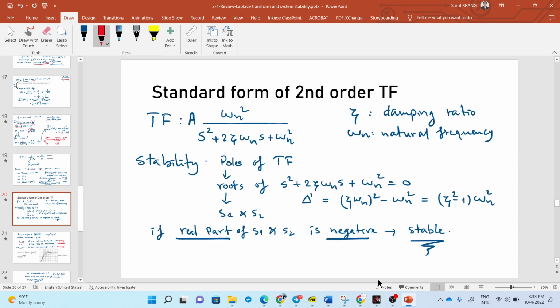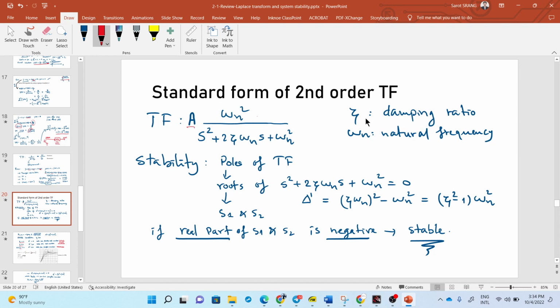The next point is the standard form of a transfer function for second order. Any second order system, we can rewrite the transfer function in this form. We have the amplitude, the natural frequency omega n squared on the numerator, and this polynomial in the denominator. Zeta is called the damping ratio, and omega n is called the natural frequency.